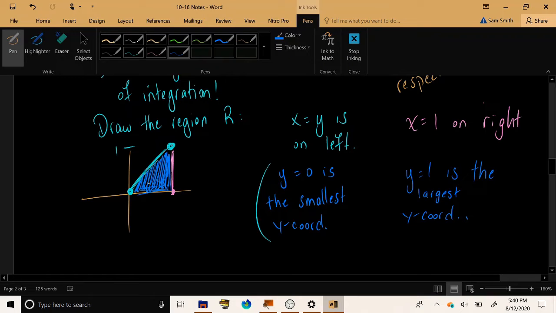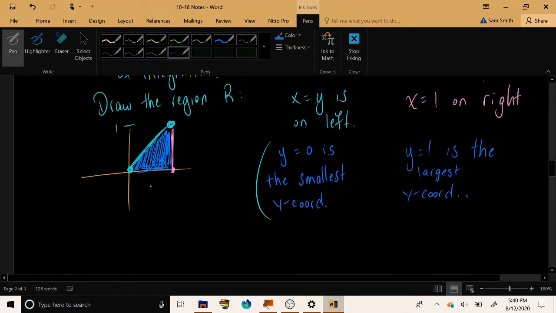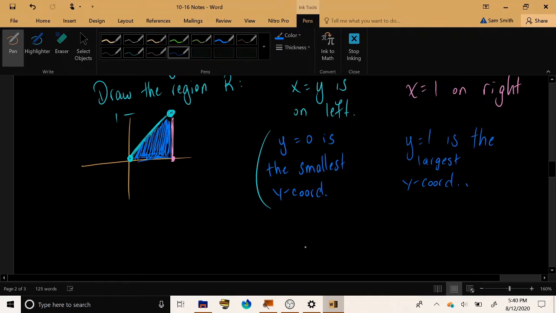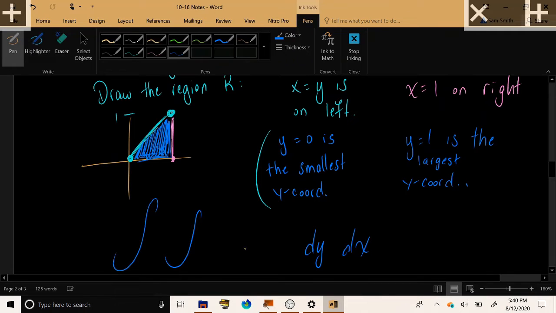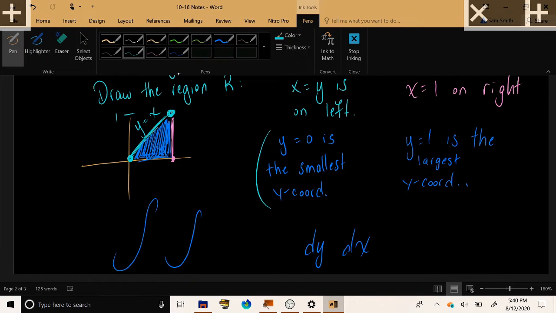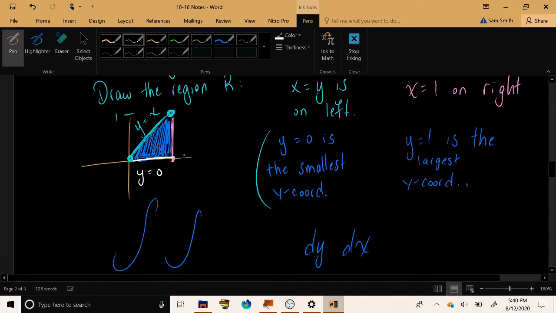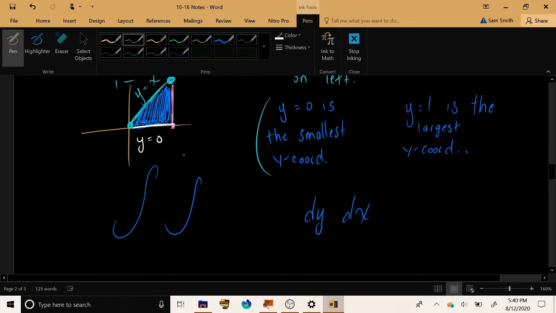So this time I want to set up the limits of integration in the order where y comes first and x comes last. Which means that instead of thinking about left and right boundaries, I need to think about top and bottom boundaries. For example, here on the top, the region is bounded by the function y equals x. And on the bottom, the region is bounded by the function y equals 0. And so the y limits of integration would go from 0 to x.